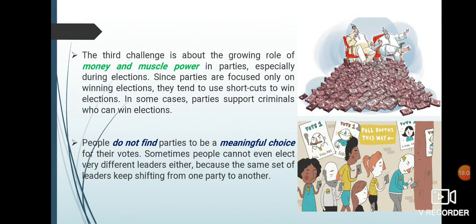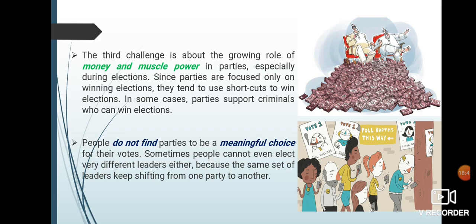The third major challenge which is faced by the political parties is money and muscle power. Especially during the time of elections, the growing role of money and muscle power is the biggest challenge for the political parties. Since parties are focused only on winning elections, they tend to use shortcuts to win elections. And in some cases, parties support criminals who can win elections.